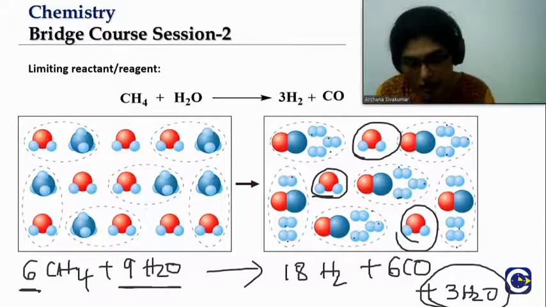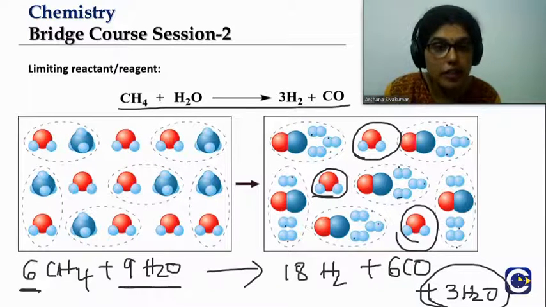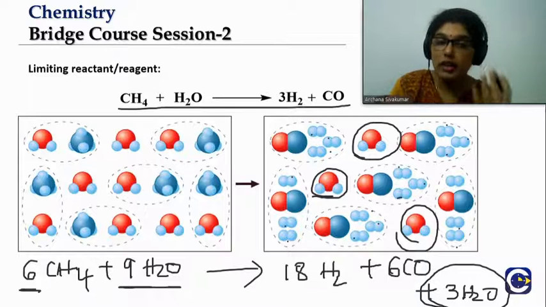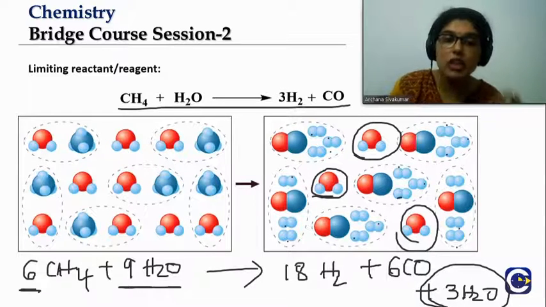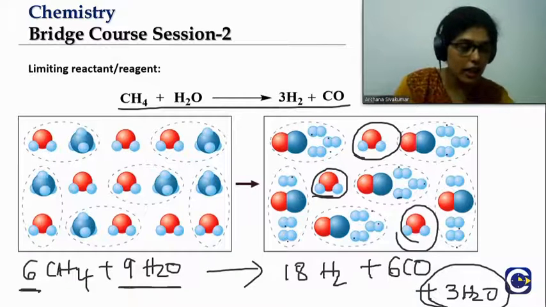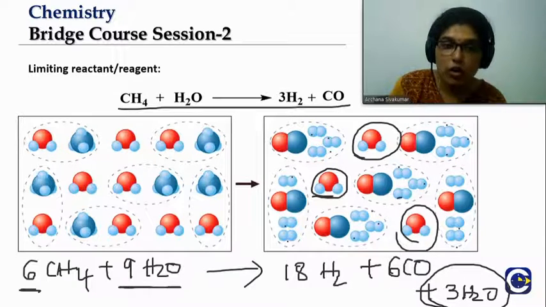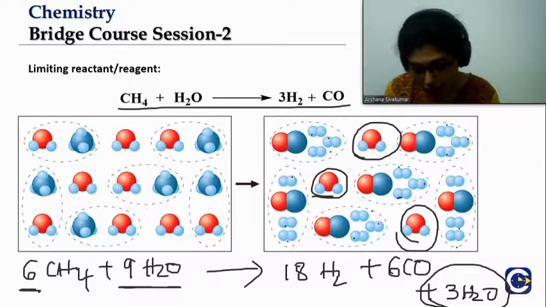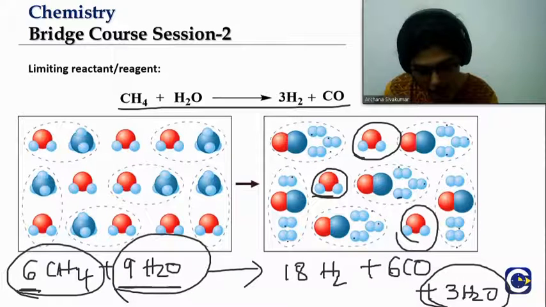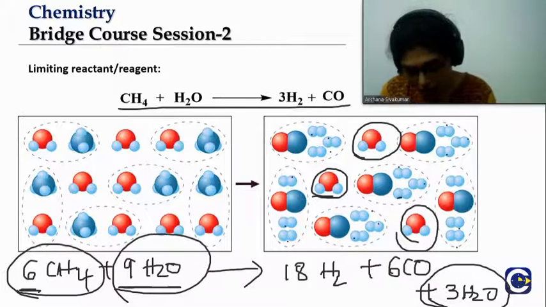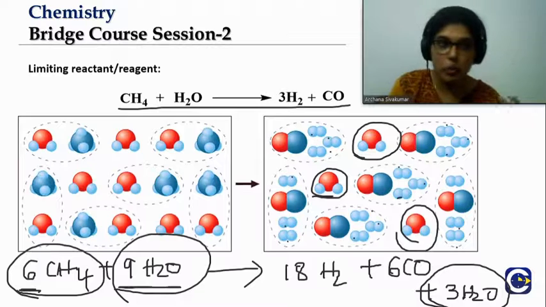Always in a reaction, the reactant is written on the left hand side and the product is written on the right hand side. Whatever is present in excess will not be represented on the right hand side. So, although there is an excess reagent present, we will not represent it. If I take 6 methane and 9 water, because the ratio is 1:1, right?